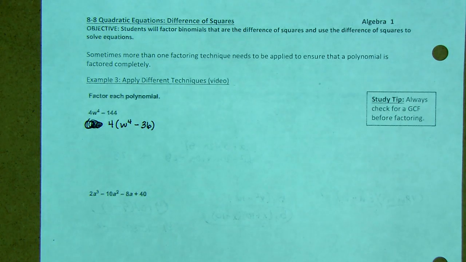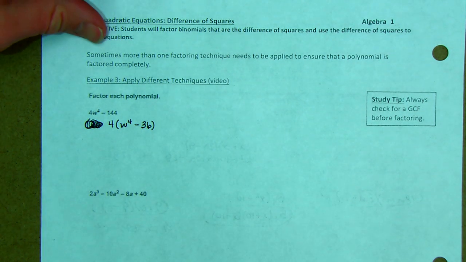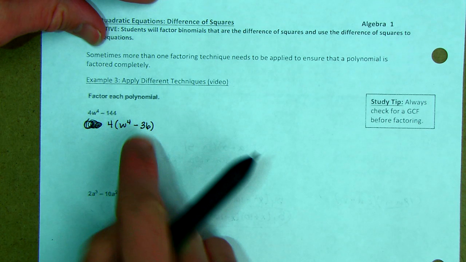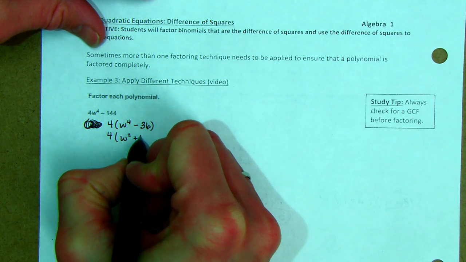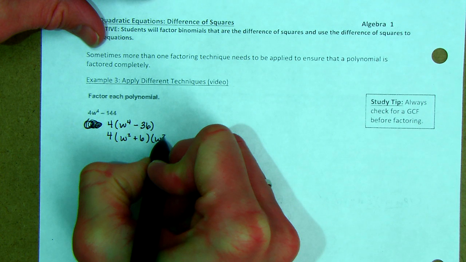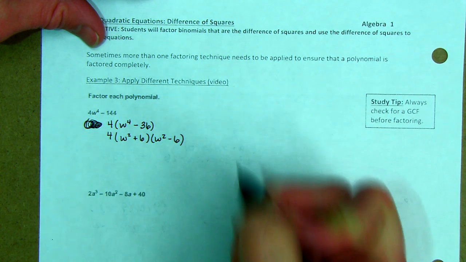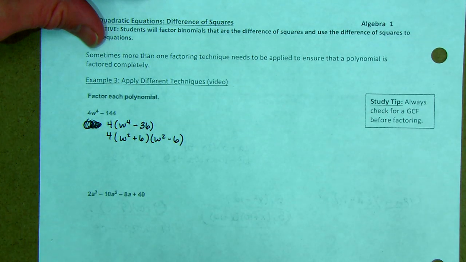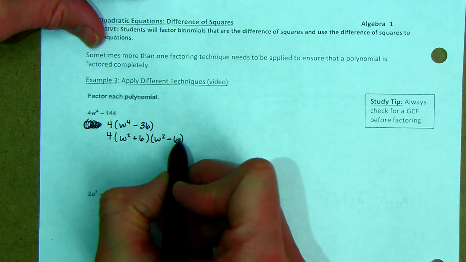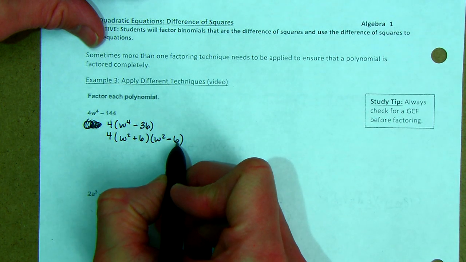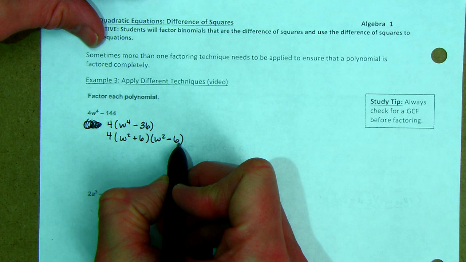36 times 4? Yes. All right, good. So now in here, this is a difference of perfect squares. So I've got w squared plus 6 and w squared minus 6. And while I know some of you are maybe looking at this one and thinking, oh, we can go again, the difference is that 6 is not a perfect square. So while w squared is, and we got a minus, 6 is not, and we are done.